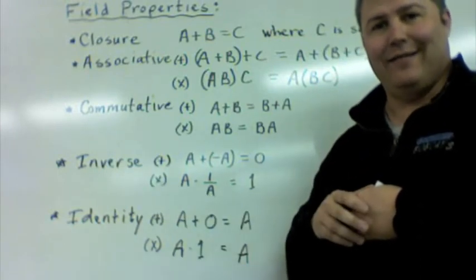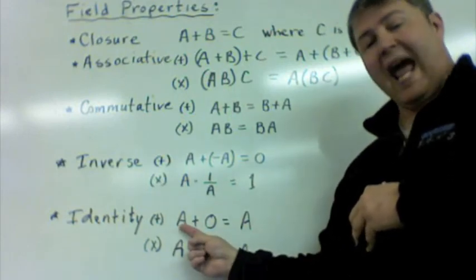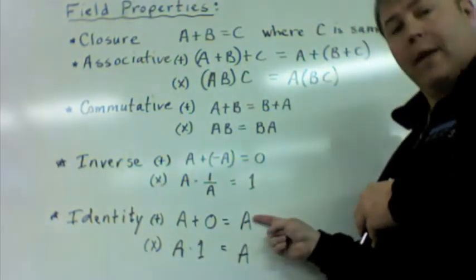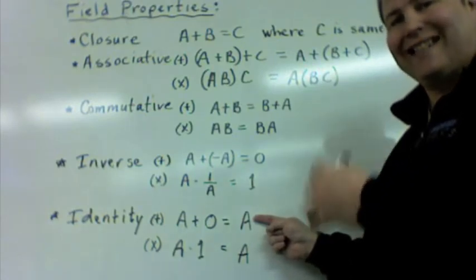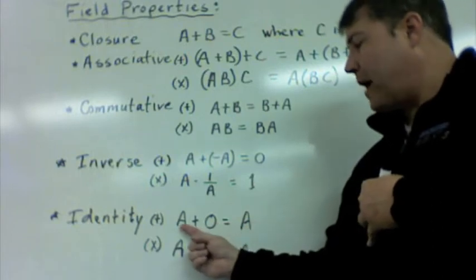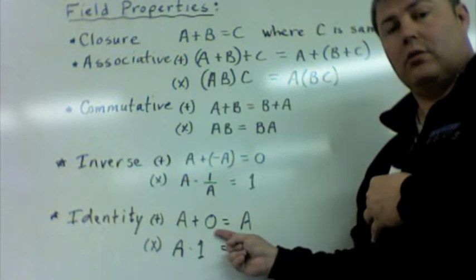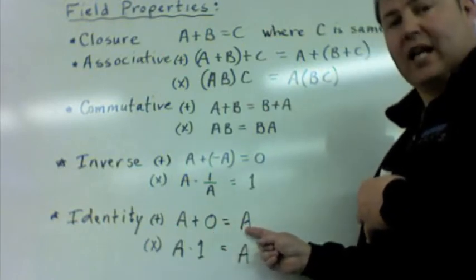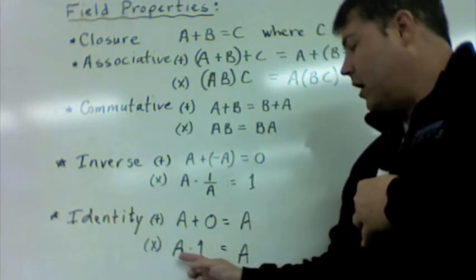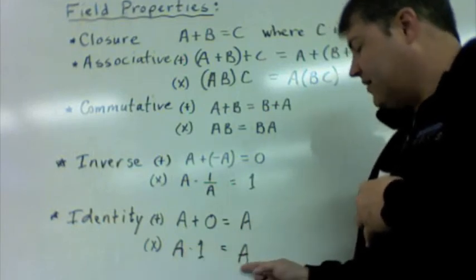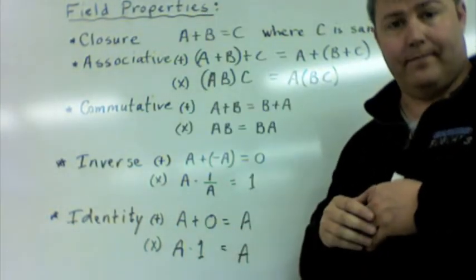Now identity. Identity is what I have to add to a number to get that number back as an answer. All right, and an additive identity or an addition identity is 0 because no matter what number I take, if I add 0 to it, I get that number as an answer. The multiplication identity is 1 because any number times 1 gives that number back. So these are the field properties.